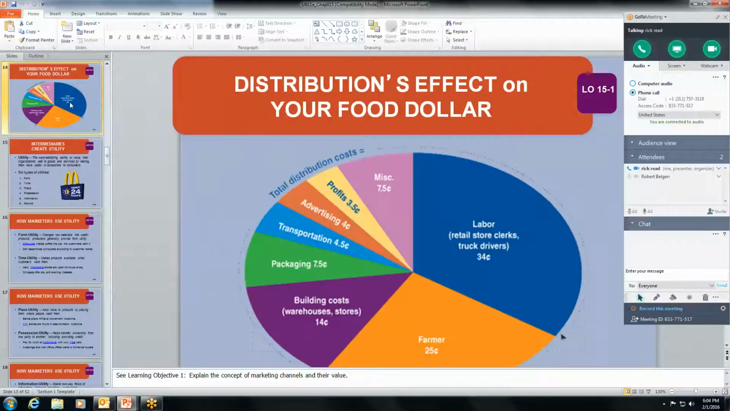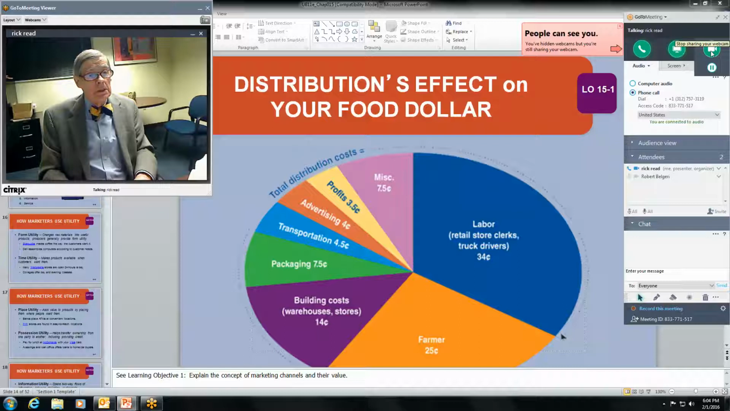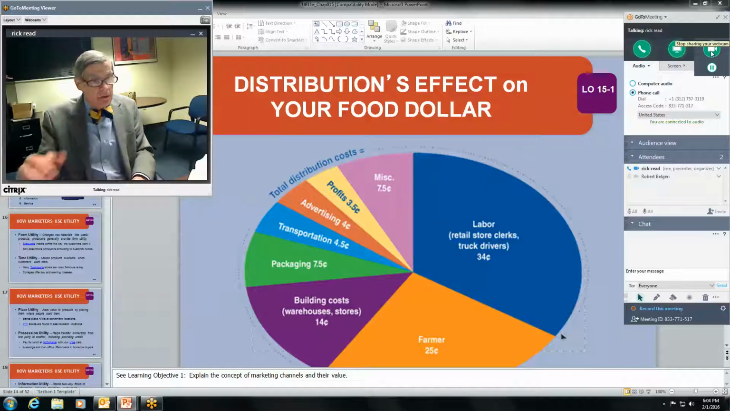This is a gee whiz slide, but you can see it in the text, the figure 15.3 at the bottom of page 422. This is where the distribution's effect on your dollar, on your food dollar. It just shows the breakout.